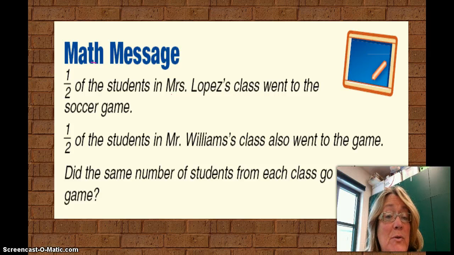So half of the students in Mrs. Lopez's class went to the soccer game. Half of the students in Mr. Williams' class also went to the game. Did the same number of students from each class go to the game? That's my question I'm posing to you.